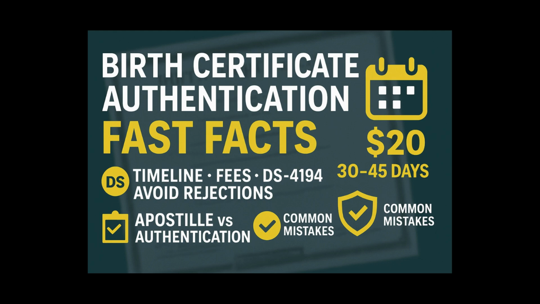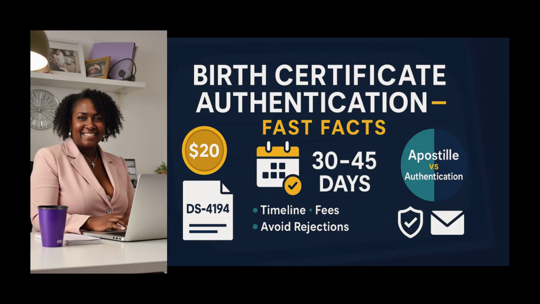If the destination is a Hague member, submit to your Secretary of State for an apostille, usually final. travel.state.gov. If the destination is non-Hague, submit to your Secretary of State for a state authentication, then proceed to DOS with DS-4194. Next step: to check whether a country is Hague or non-Hague, consult the official HCCH status table.